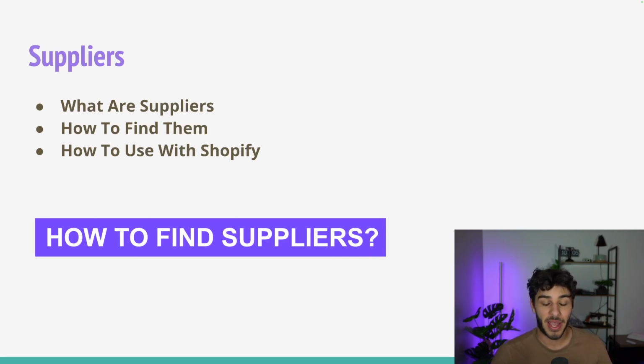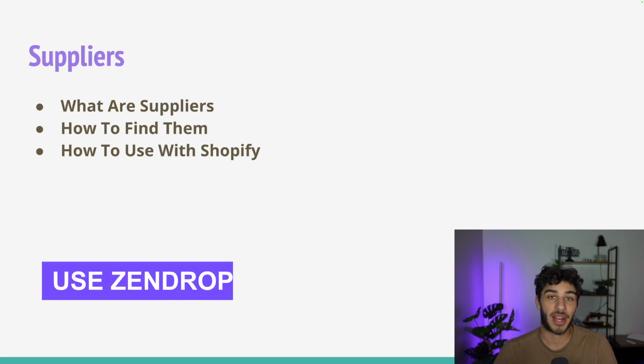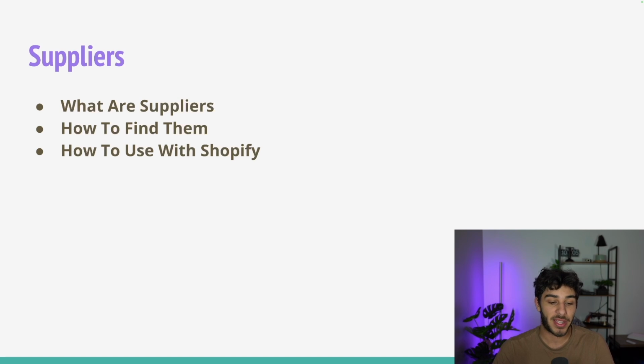Now, how to find suppliers. One, if you use Zendrop, they're going to go ahead and find you the cheapest supplier with the best shipping times and the lowest price. So once again, you don't have to worry about that. And if you decide to go your own route, you can do this through AliExpress and try to find somebody through there. But if you're not happy with the prices, you can go through Alibaba, Temu, other Chinese websites that you're going to be able to find here on YouTube. But I highly recommend using either Zendrop or AliExpress for this.